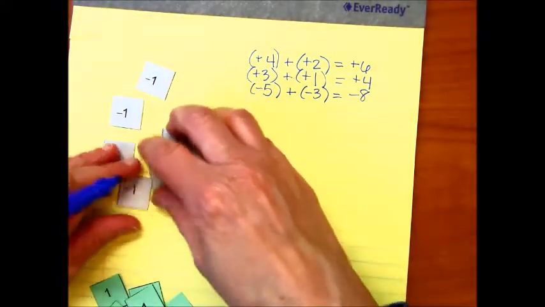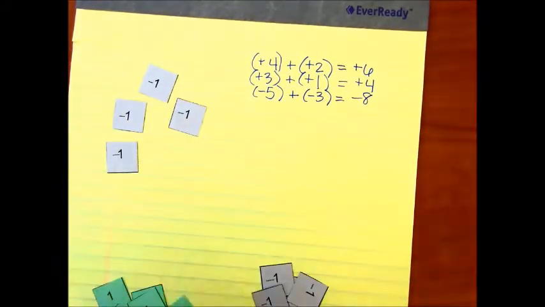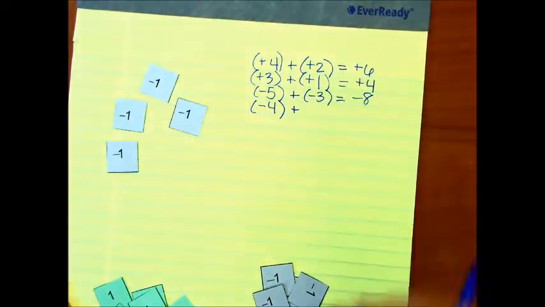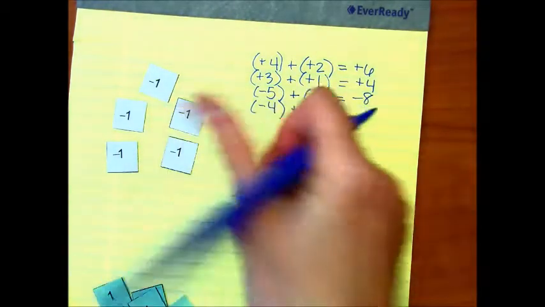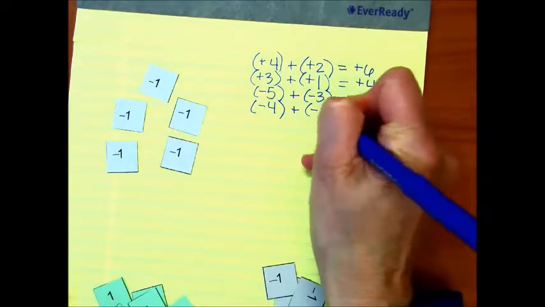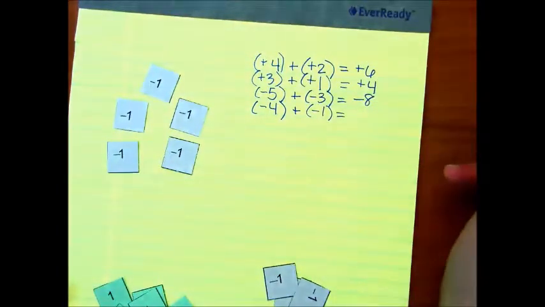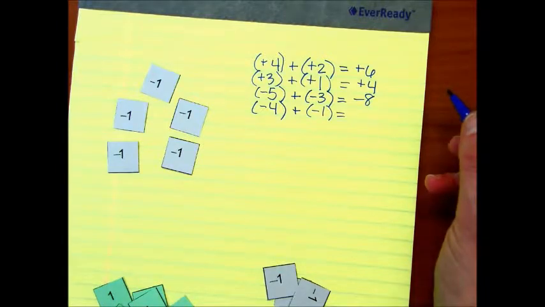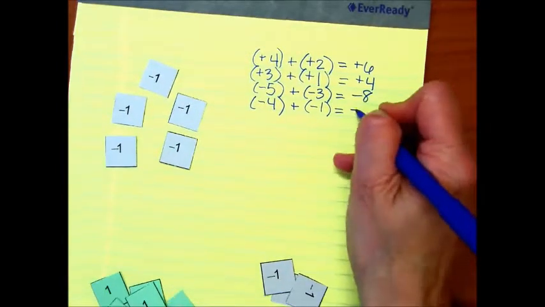Let's try another example. Say I have 4 negatives, and I want to add to this group 1 more negative. How many negatives do I have, or what's the total number or amount that this represents? Negative 5.